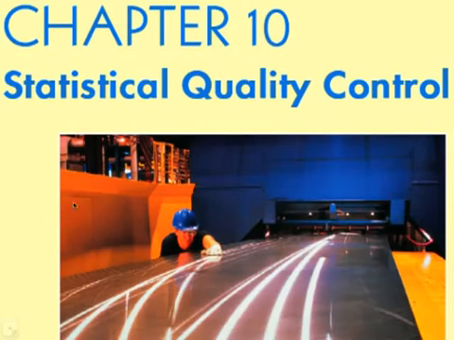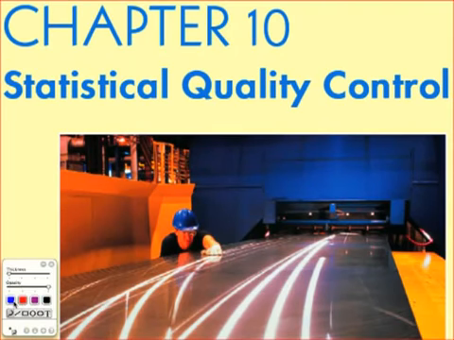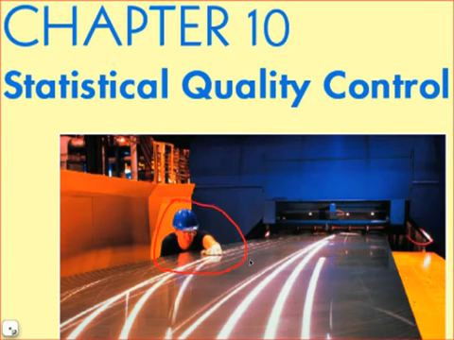Hi, welcome to Chapter 10, Statistical Quality Control. And we have a gentleman here in a red hard hat who is inspecting, looks like some stainless steel coming out of a mill off a roller, and he looks like he's inspecting it for defects. And if he counts up the number of defects, he can produce a quality control chart.